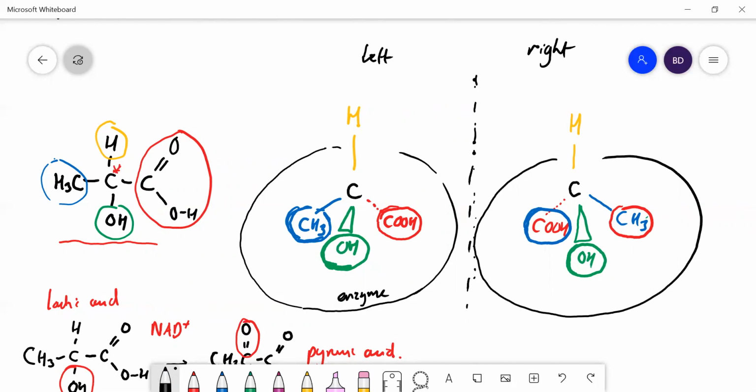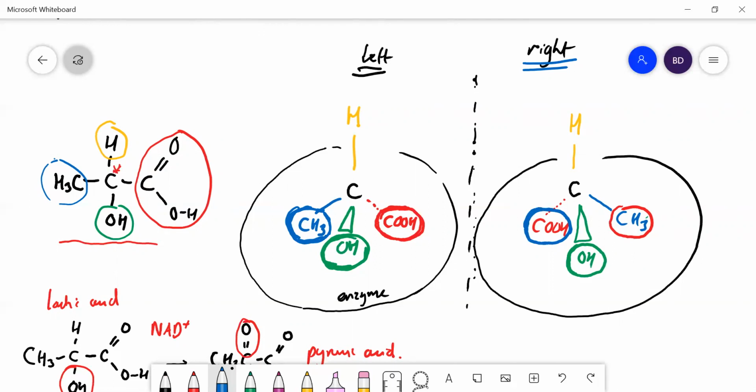Now there's only one version of the lactic acid, the one I've drawn here, which can actually bind to the active site of the enzyme. Because if you have the carboxylate group, it can fit into that red hole there, the hydroxy into that green hole, and the methyl into that blue hole. Okay. Now, if the other mirror image of lactic acid comes along here, you can see that it can't match up.